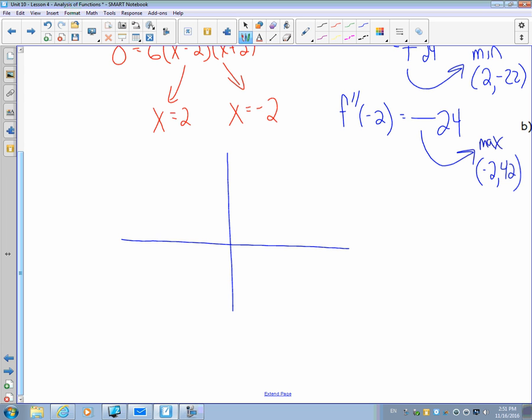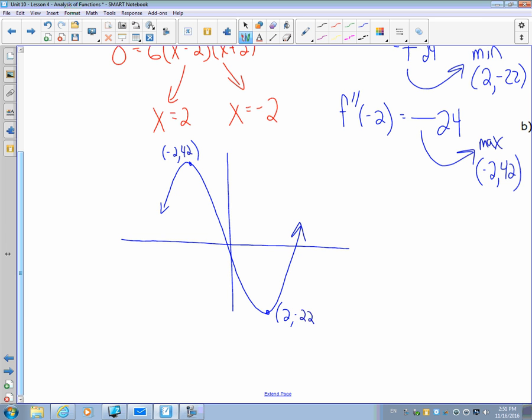I know at 2 and -22, there's a min. And at -2 and 42, there's a max. And the only way that happens is if I go up and down and back up again. And there's a rough sketch. And that's all we care about today, a rough sketch of what this function is going to look like.